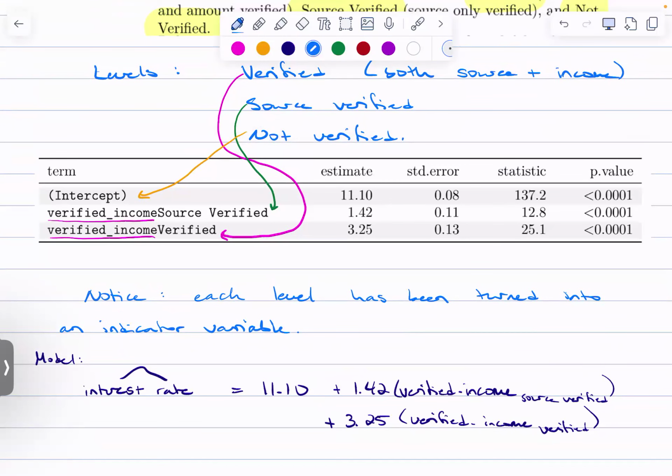I should clarify here, the source verified is only source verified. So there's no overlap here between both source and income versus only the source. You can only have one of those apply to you.